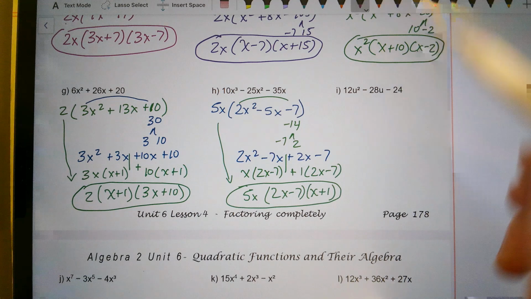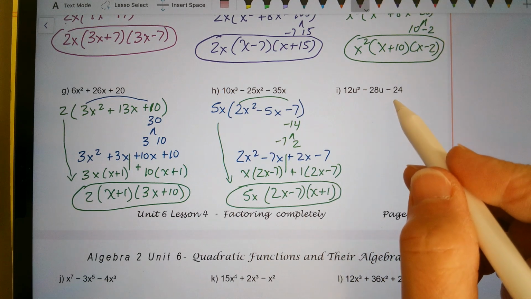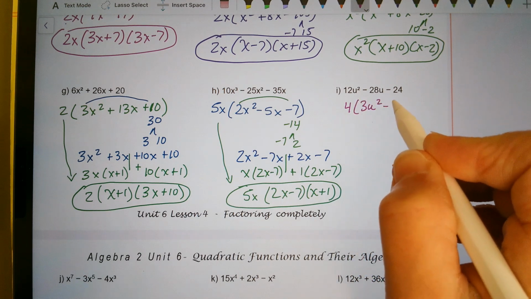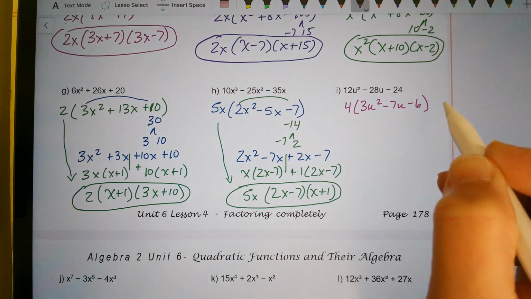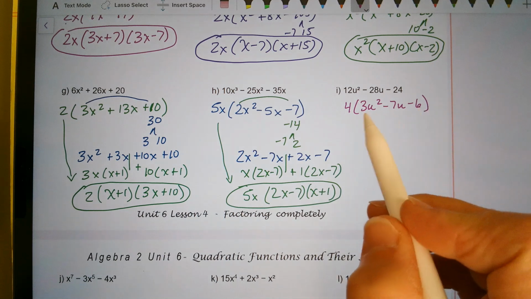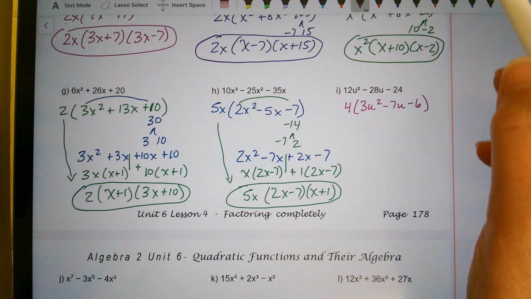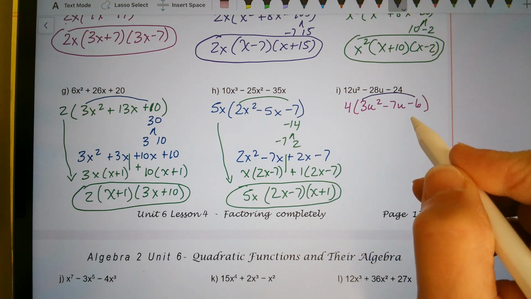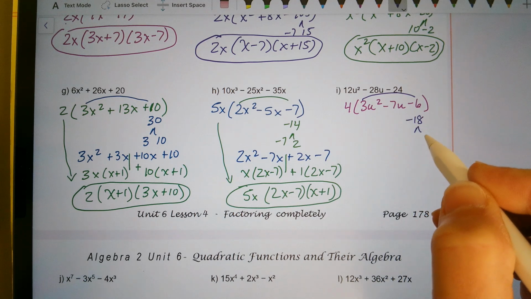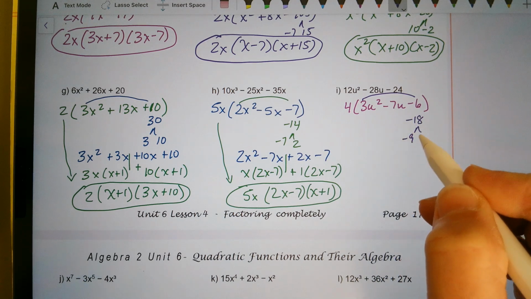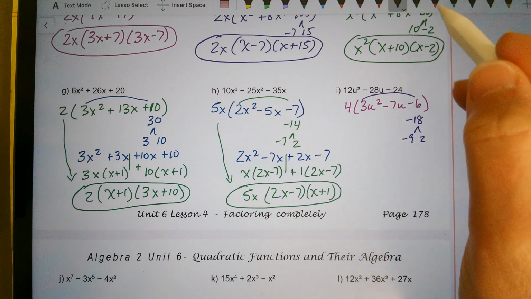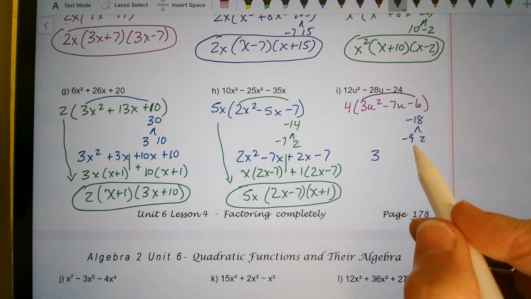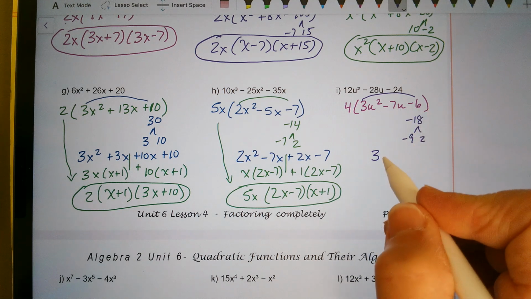I take out the GCF, which looks to be 4. 3u squared minus 7u minus 6. The trinomial leading coefficient is greater than 1, so we're going to multiply. 3 times negative 6 is negative 18. The factors of negative 18 that sum to negative 7 are negative 9 and positive 2. So we are rewriting negative 7u as negative 9u plus 2u.